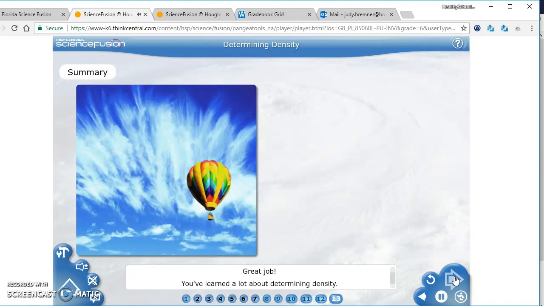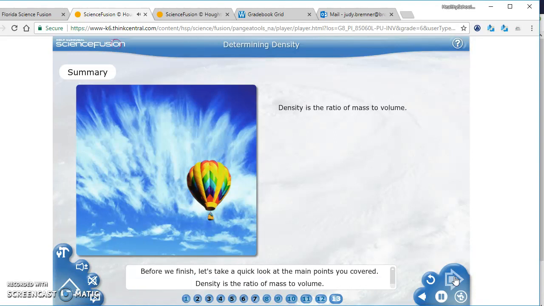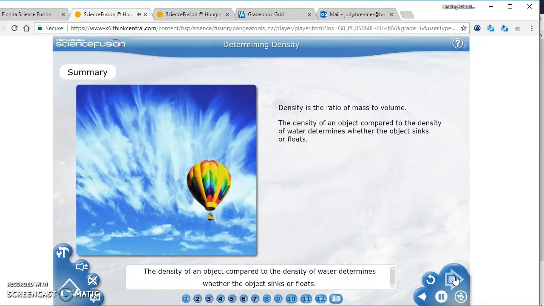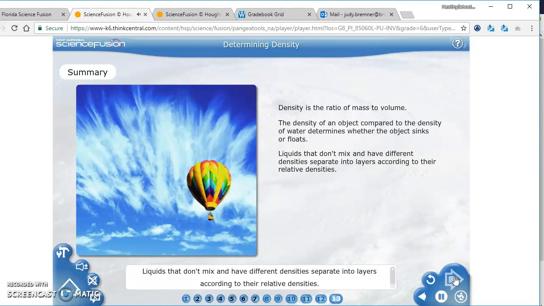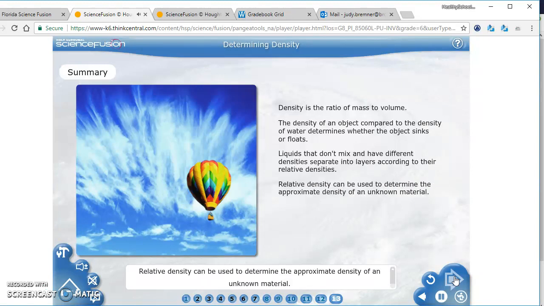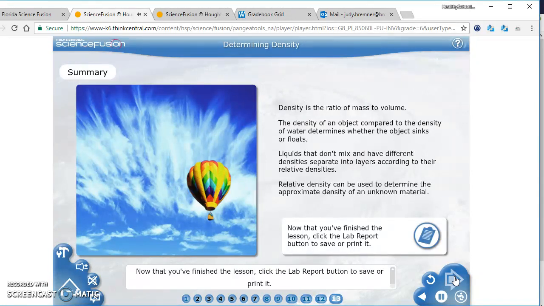Great job! You've learned a lot about determining density. Before we finish, let's take a quick look at the main points you covered. Density is the ratio of mass to volume. The density of an object compared to the density of water determines whether the object sinks or floats. Liquids that don't mix and have different densities separate into layers according to their relative densities. Relative density can be used to determine the approximate density of an unknown material. Now that you've finished the lesson, click the lab report button or save to print it.